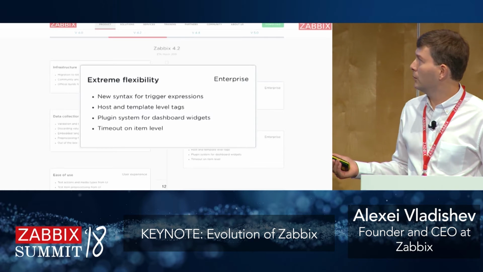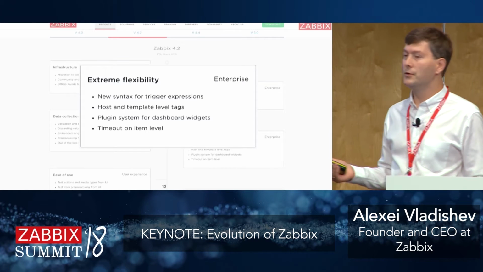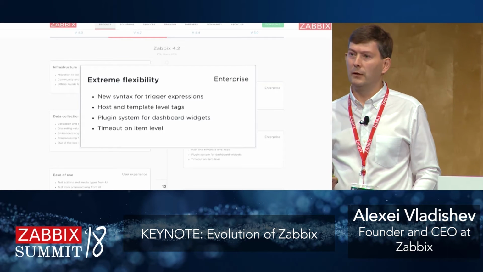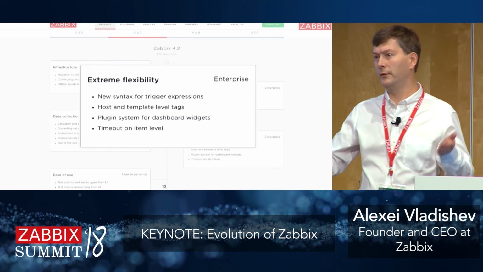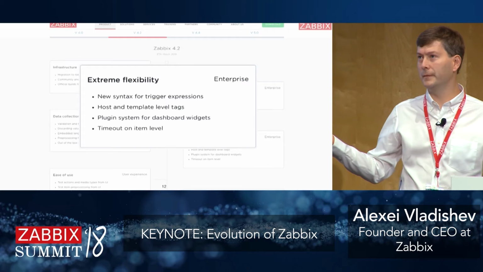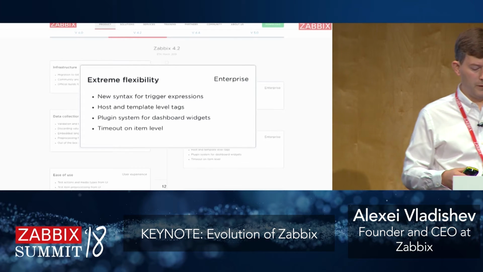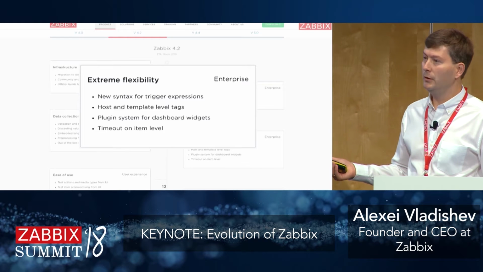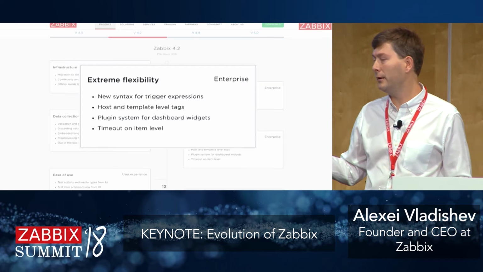For example, we would like to introduce a new syntax for trigger expressions, because currently there are some limits. For example, there is no way to calculate a minimum of two metrics. There is no way to compare, say, text data, and many, many other things. Host template level tags, it's coming. I will talk about this a little bit later. We actually already have a spec.